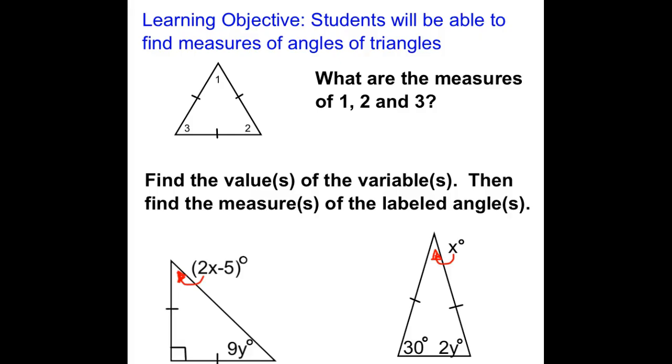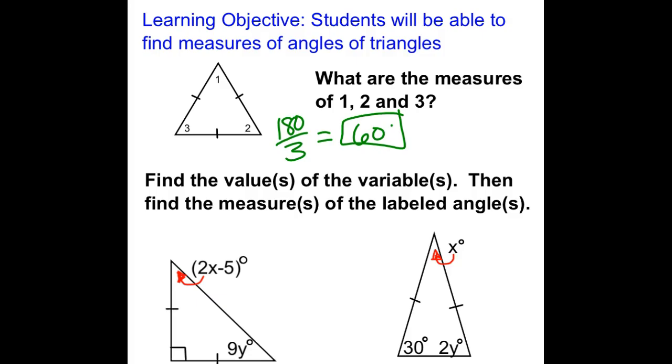So it says, what are the measures of angles 1, 2, and 3? Well, notice in this picture, all 3 sides are the same. If all 3 sides are the same, it means all the angles are the same too. So if you have 180 and each angle is the same, you just divide it by 3. They're all 60 degrees. They're each going to be exactly the same amount.